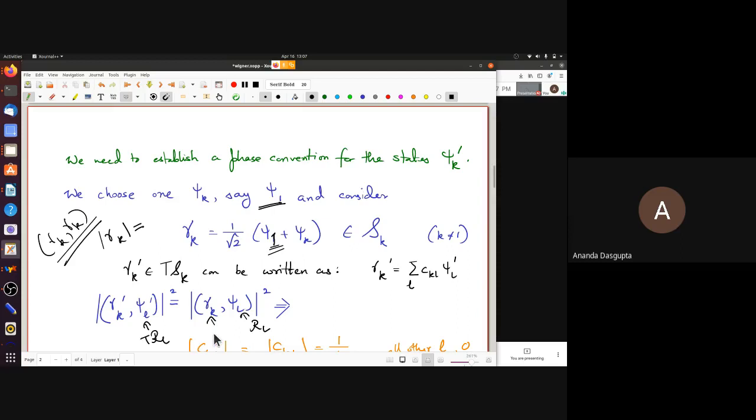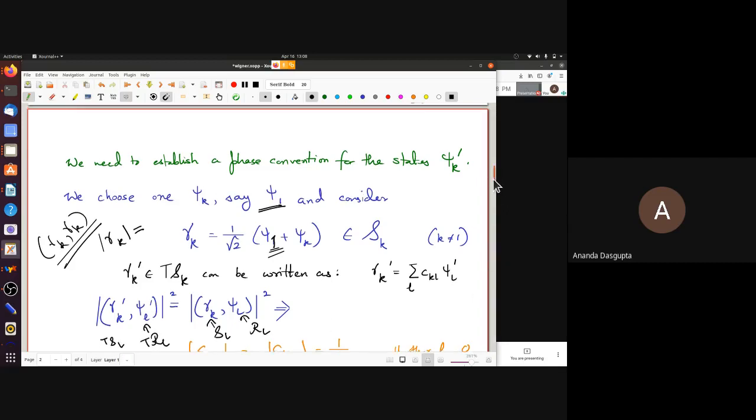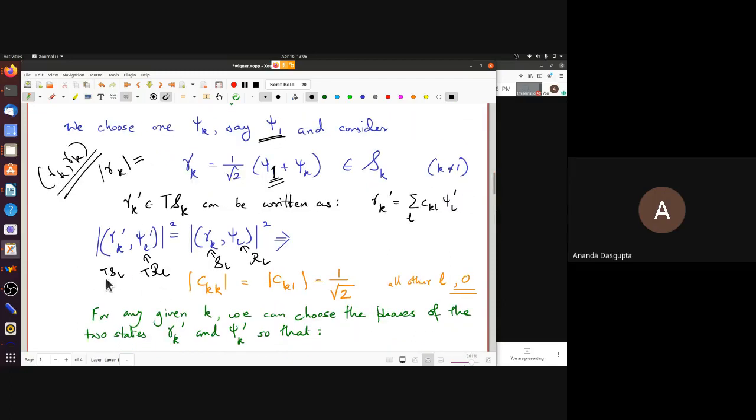This belongs to a new ray called SL. And gamma k prime belongs to T SL. The basic property of any symmetry transformation is, if you pick vectors from TSL, TRL, then the inner product mod square must be the same as the inner product mod square here.